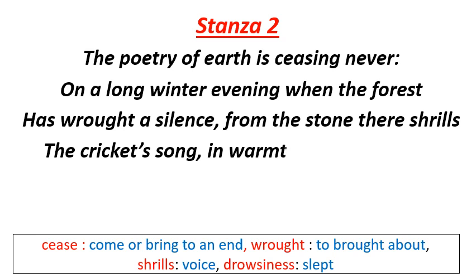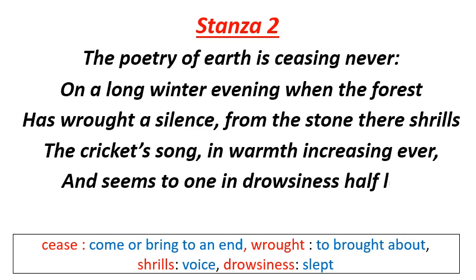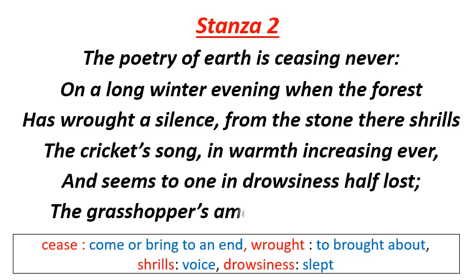The cricket's song, in warmth increasing ever, is the grasshopper's among some grassy hills, and seems to one in drowsiness. Drowsiness means half asleep. The cricket, in order to keep itself warm, peeps into the kitchen or house and keeps nature merry, singing as the warmth keeps increasing and he feels comfortable. And while it is singing, the person who is half lost in drowsiness thinks that it is the grasshopper singing in some grassy hills.